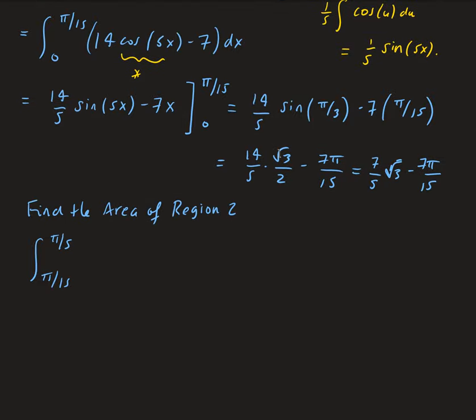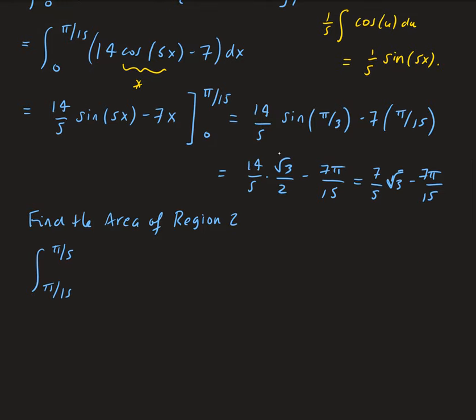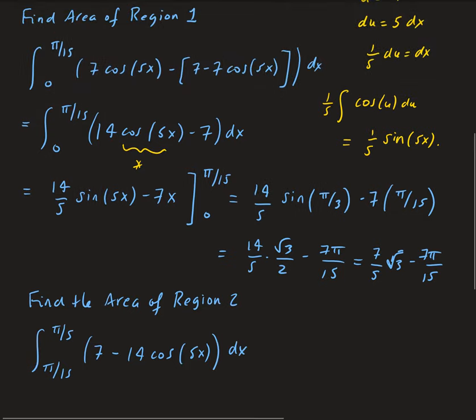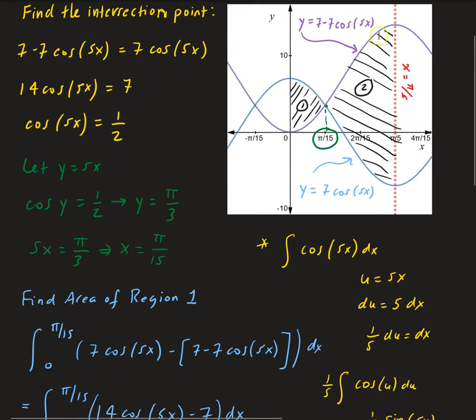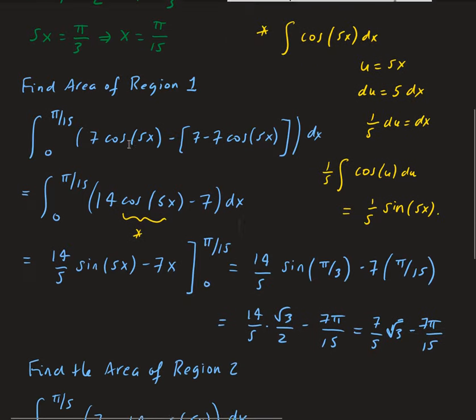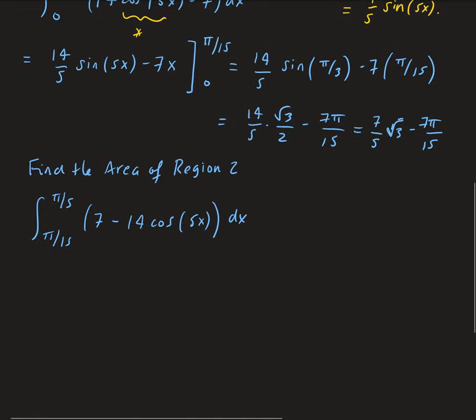So we have 7 minus 14 times cosine of 5x. Again, it's just because looking at our figure, the bottom becomes the top part, and the top part becomes the bottom part. So really, we just need to take the negative of our integral for the integral setup, and then we take the integral of that and evaluate from pi over 15 to pi over 5. Okay, so let's go ahead and do that.